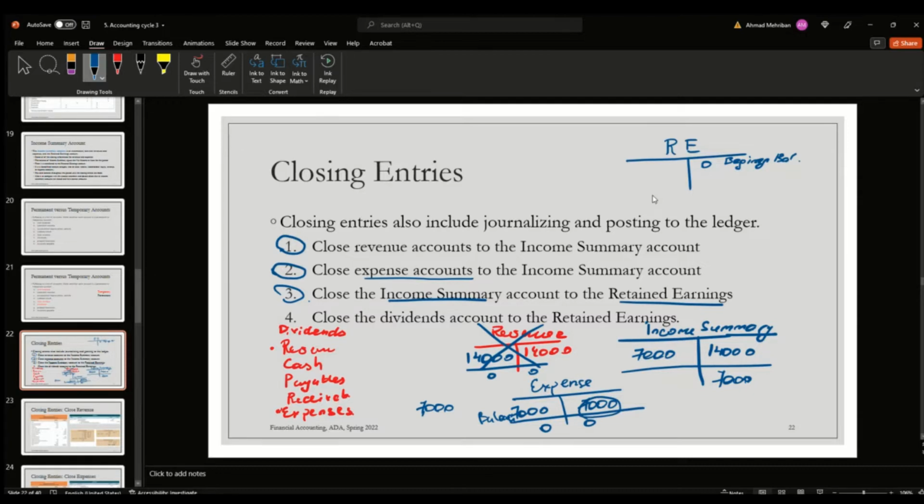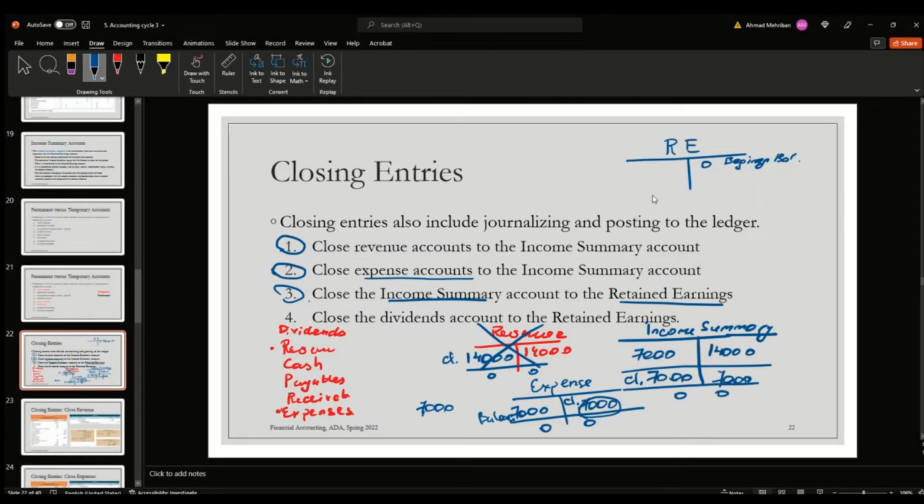Again, I need to close this income summary. To close this one, I will enter it to the credit side, debit side. This is a closing entry. I can actually show CL everywhere so that you know that this is a closing entry. So I make a closing entry, and now this is 0.